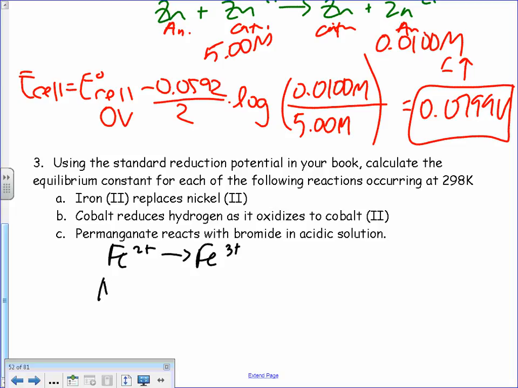Nickel's going to solid, right? So nickel 2 plus is being replaced. And when you're replaced, you take your ion form and you're forming your solid form. What are both of those doing? Both of those are reducing. So we can't have two reductions, right?